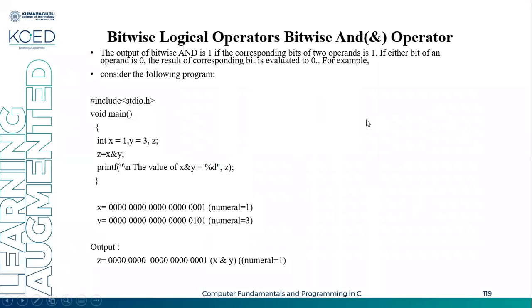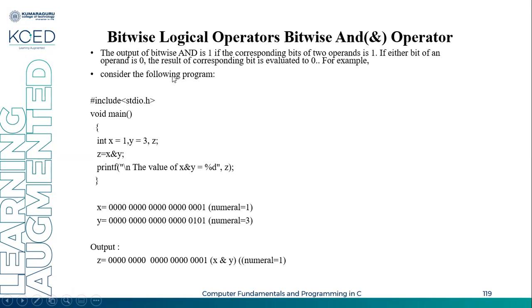So first we are going to discuss the bitwise logical operators. The first is the bitwise AND operator. The ampersand symbol is used to represent the bitwise AND operator. The output of the bitwise AND is 1 if the corresponding bits of the two operands are 1. If either bit of an operand is 0, the resultant corresponding bit is evaluated to 0. If one of the two operand bits is 0, the bitwise AND operator returns 0.